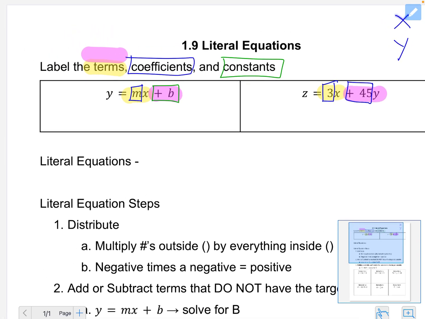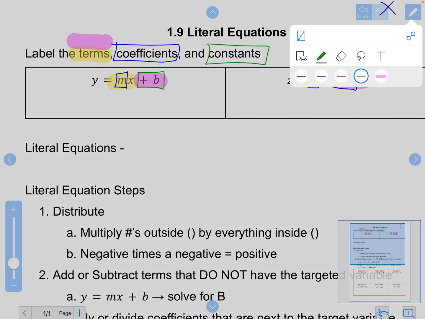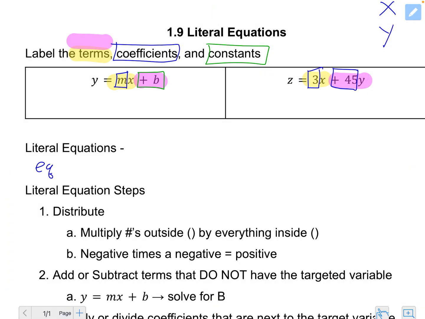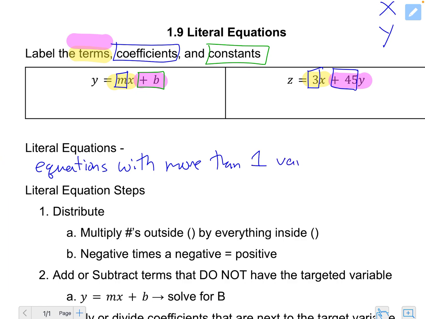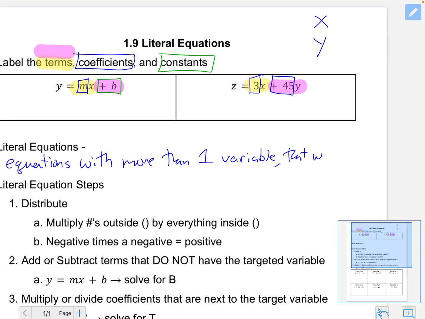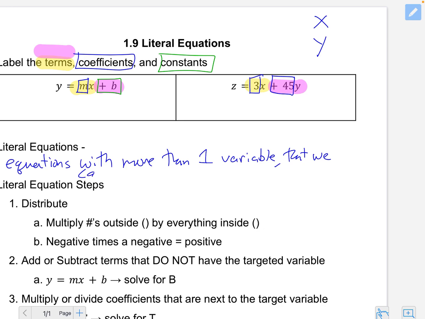So let's talk about literal equations. Literal equations are equations with more than one variable that we cannot solve, but can rearrange.